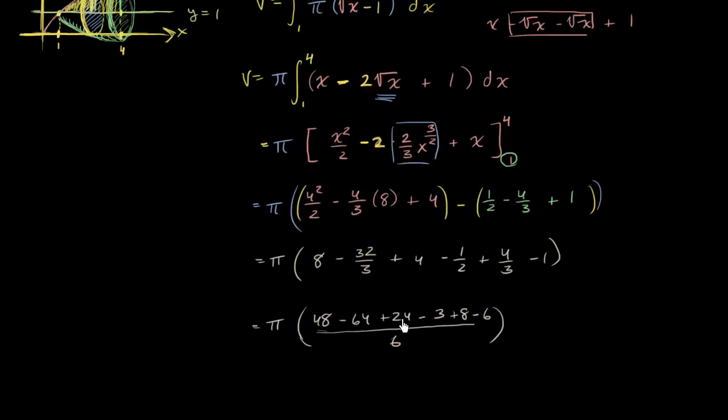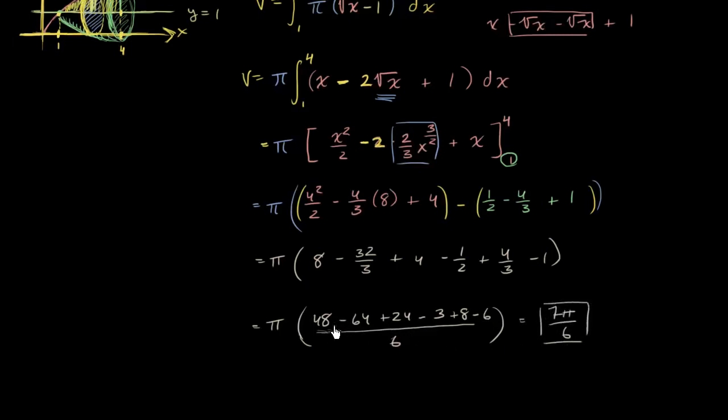And then if we add 24 to negative 16, you get positive 8. Positive 8 minus 3 is 5. 5 plus 8 is 13. 13 minus 6 is 7. So this whole numerator simplifies to 7. So we get 7 pi over 6 as our volume.